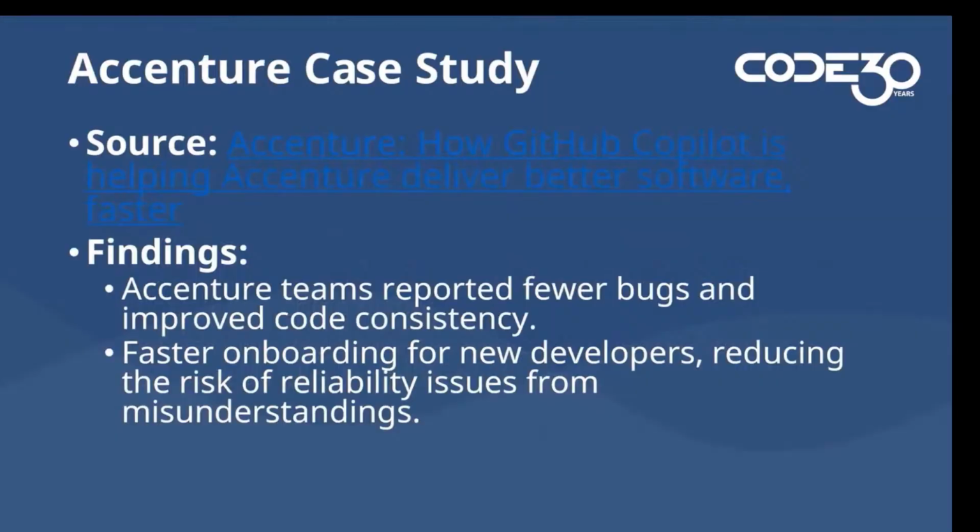And finally, the Accenture case study: Accenture teams reported fewer bugs, improved code consistency, and faster onboarding for new developers. Again, I think another major plus. Let's say you're a new developer on a project, or a developer working on a new project, working with code that you didn't write and are not familiar with. In the past, you would have to rely heavily on any existing documentation, if there was any, or the experience of other developers who had spent time working in that code base.